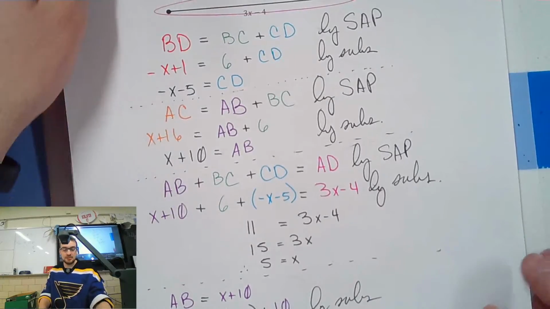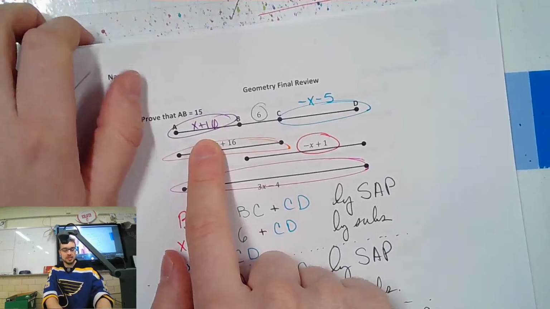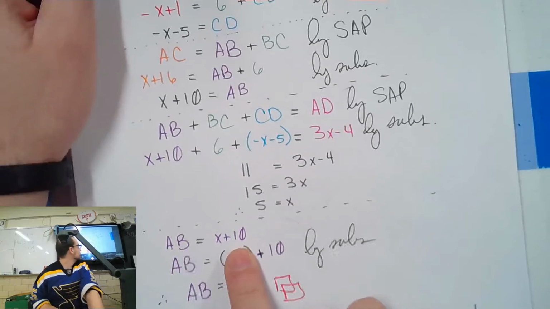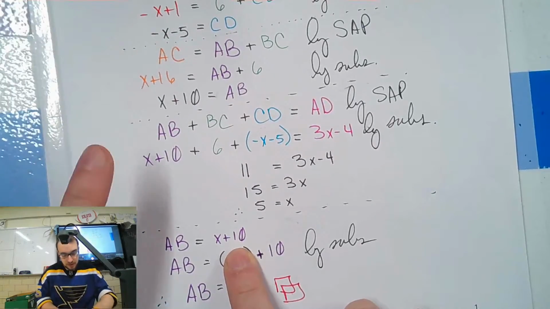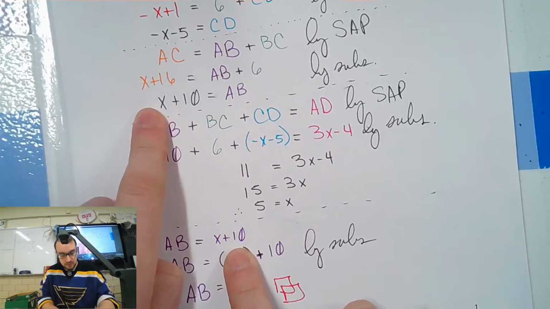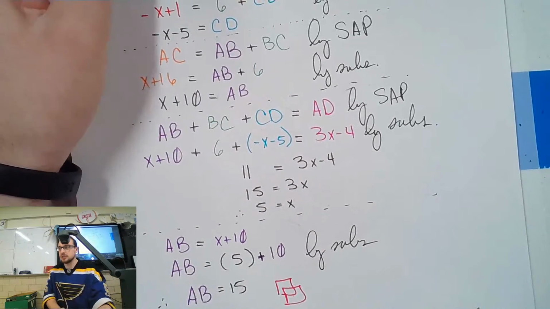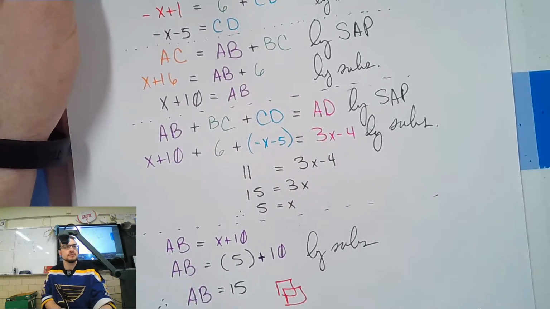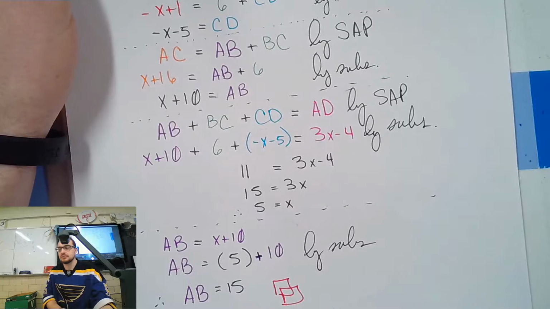After that, I took x and plugged it in for AB. AB is x plus 10. So I wrote that because I found it earlier. And then I plugged in 5 by substitution and got AB is 15. Like they said it would be.